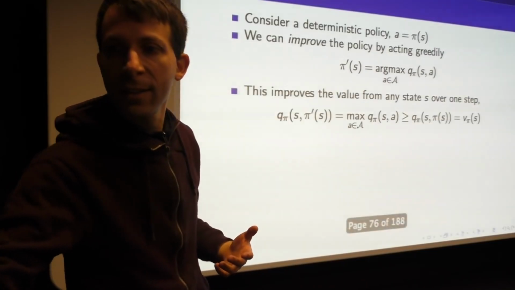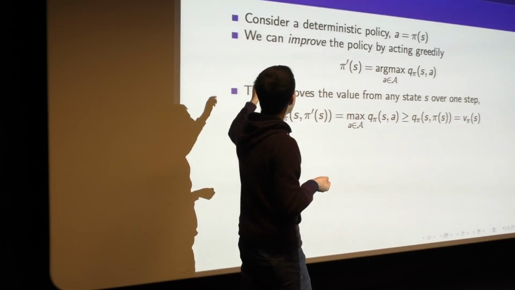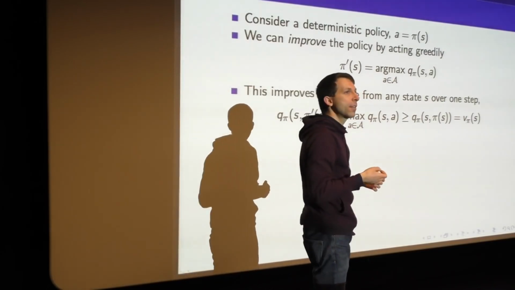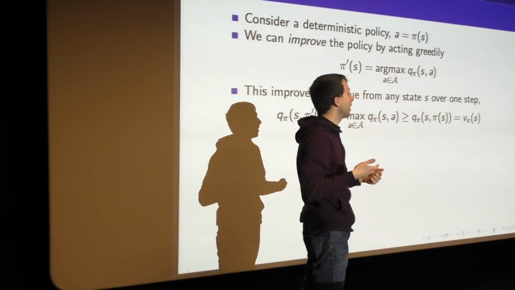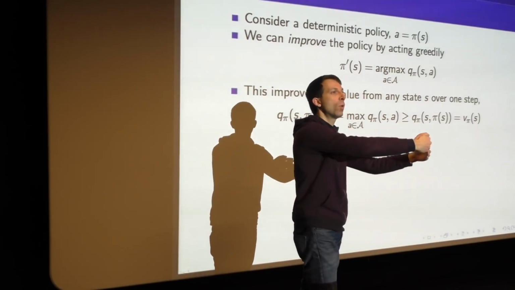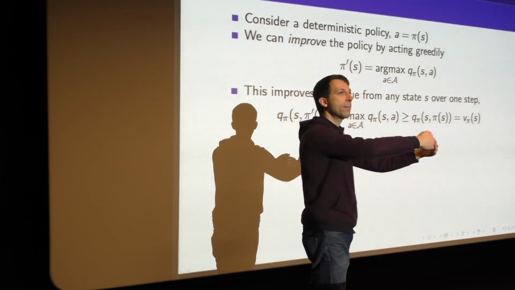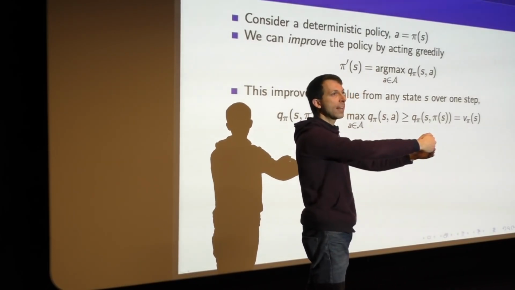So now the first thing to understand is to show that if we act greedily, the greedy policy at least improves the value that we're going to get over one step, over this immediate one step. Let's not worry yet about what happens after that. Let's just consider one step and see whether we get more value over one step.